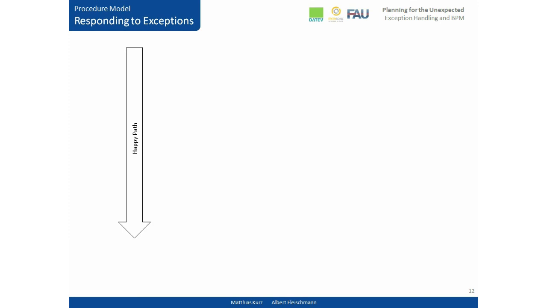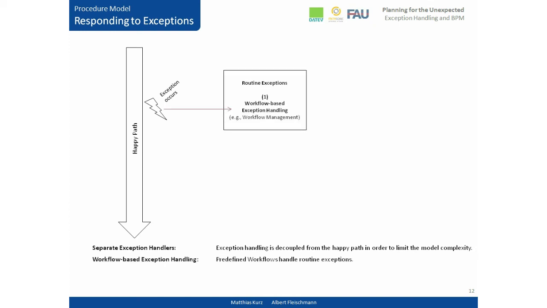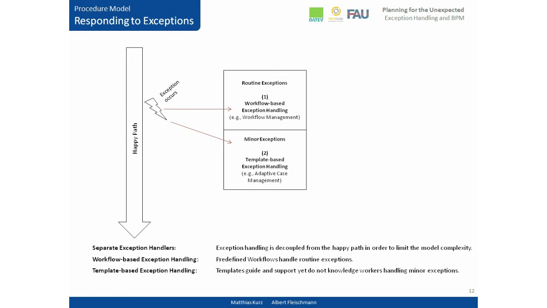So let's say we have our happy path, our normal process flow, and an exception occurs. Because we decoupled the happy path from the exception handling, we jump into some kind of exception handler. In the case of routine exceptions, we propose to use workflow-based exception handling, because responding to this exception can be completely predefined. It might even be automated, and therefore that might be the best solution. In the case of minor exceptions, we propose template-based exception handling. This means that we provide some kind of guidance on how to resolve an exception, but we do not force the way to actually resolve it. It's more a suggestion.